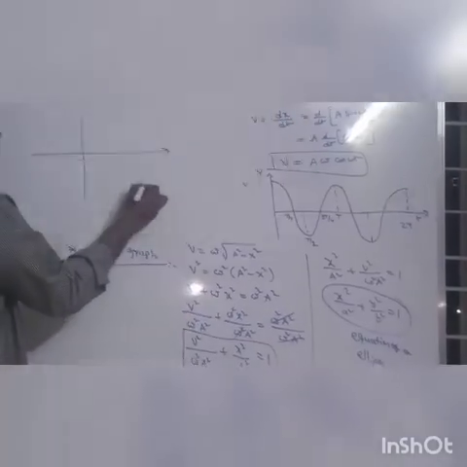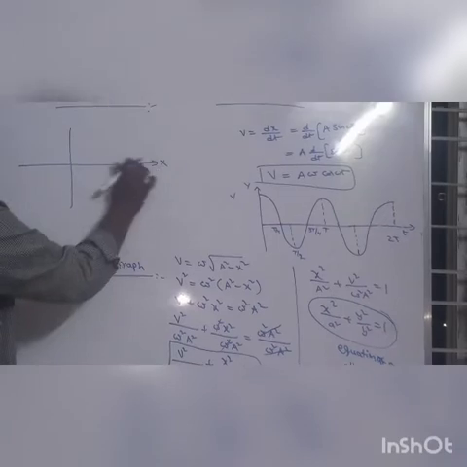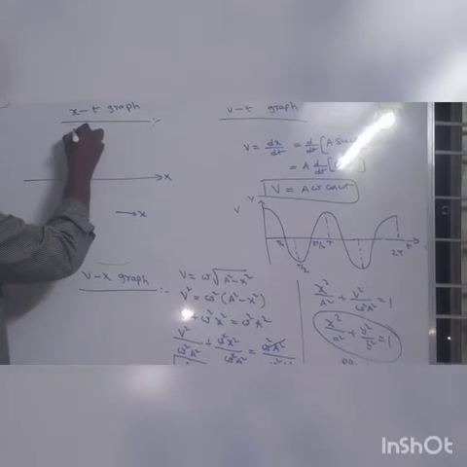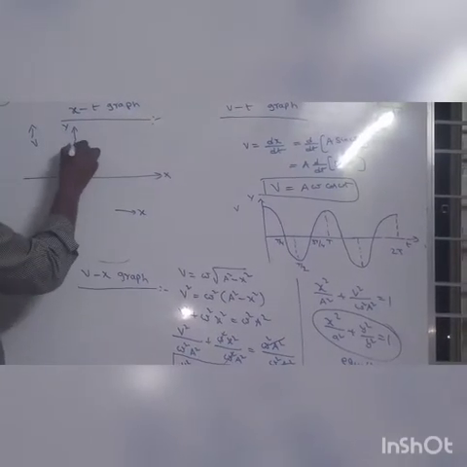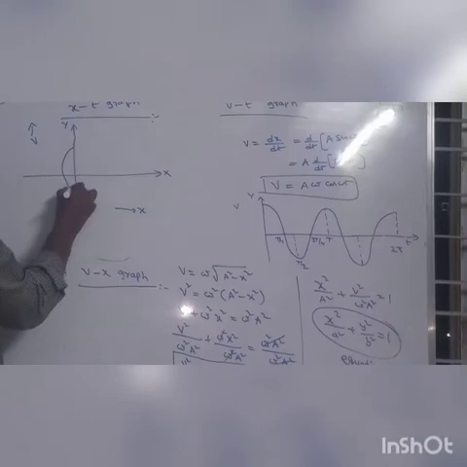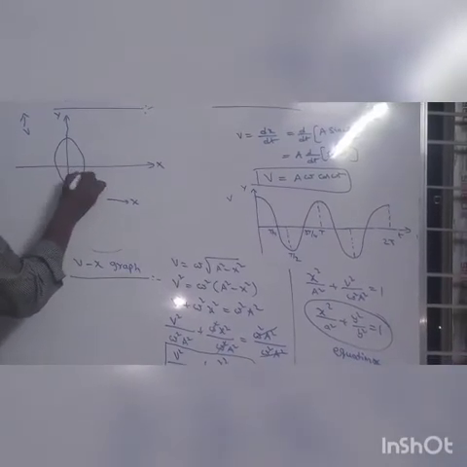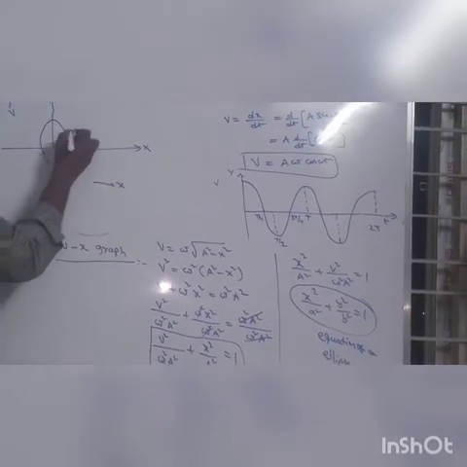Now we can take it as x. Displacement is along the x-axis and velocity along the y-axis. Now the graph is an elliptical path. See this one.